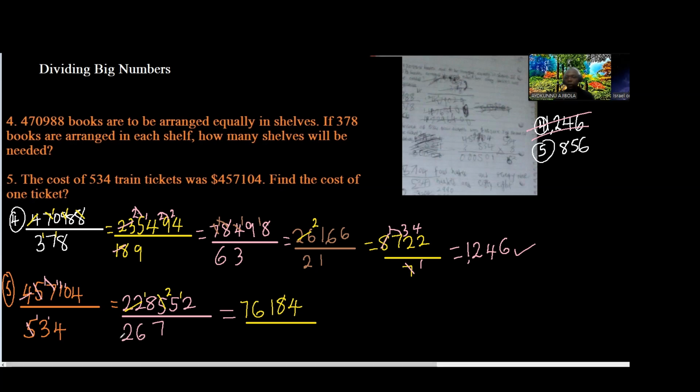3 in 2 cannot go, so 3 in 26, 8, remainder 2. 3 in 27, 9. So again, we can check if 3 is going to go in the number above. I don't think 3 will go in them. And 89, is 89 a prime number? No. What number can divide 89?